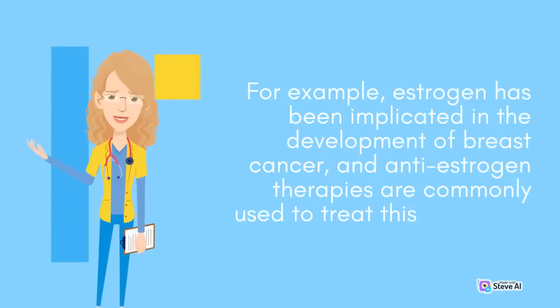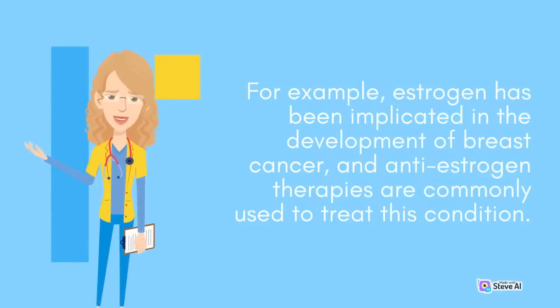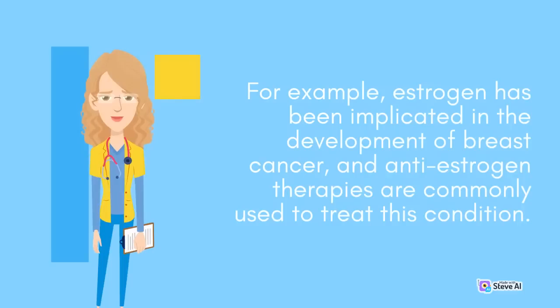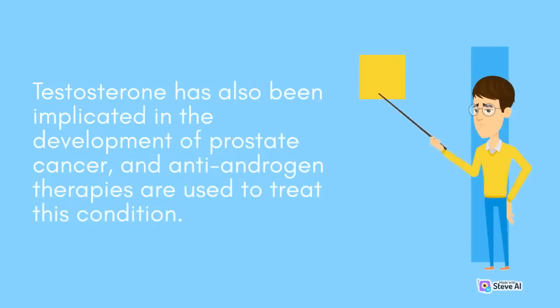For example, estrogen has been implicated in the development of breast cancer, and anti-estrogen therapies are commonly used to treat this condition. Testosterone has also been implicated in the development of prostate cancer, and anti-androgen therapies are used to treat this condition.